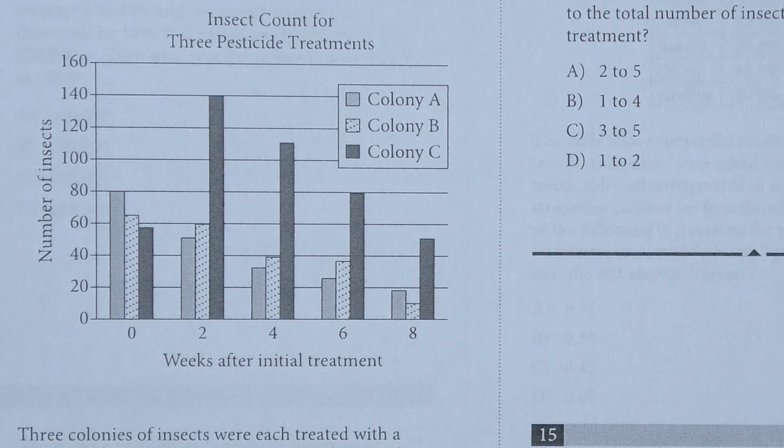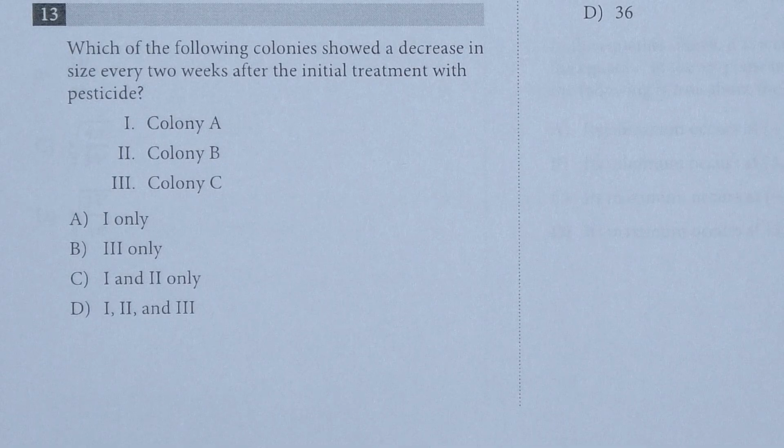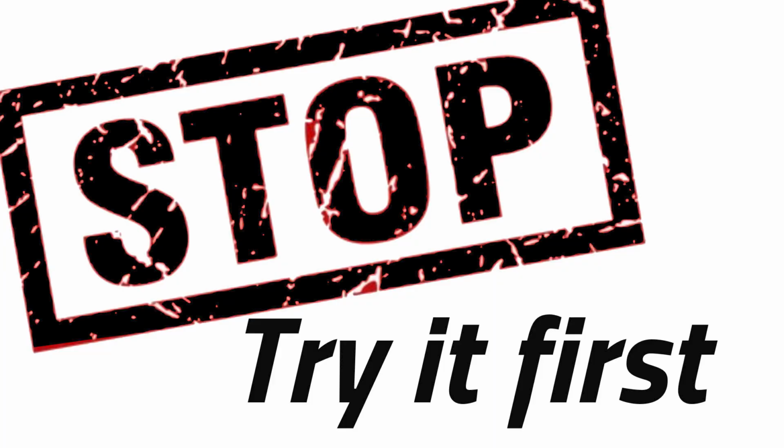Each pesticide was applied every 2 weeks to one of the 3 colonies over the 8-week period. The bar graph above shows the insect counts for each of the 3 colonies, 0, 2, 4, 6, and 8 weeks after the initial treatment. Which of the following colonies showed a decrease in size every 2 weeks after the initial treatment with pesticides?